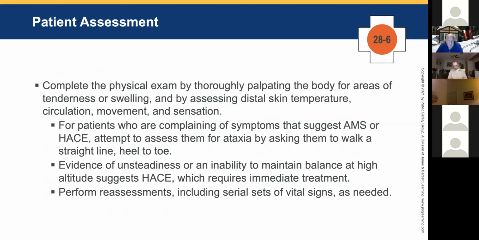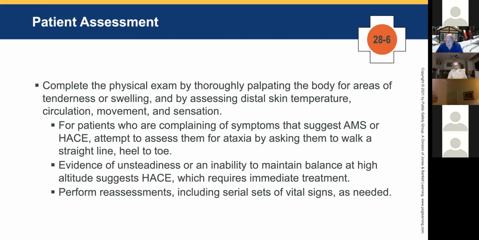You want to complete the physical exam by thoroughly palpating the body for areas of tenderness or swelling. You want to assess the distal skin temperature, circulation, movement, and sensation. For patients who are complaining of symptoms that suggest AMS or HACE, attempt to assess them for ataxia by asking them to walk a straight line, heel to toe.